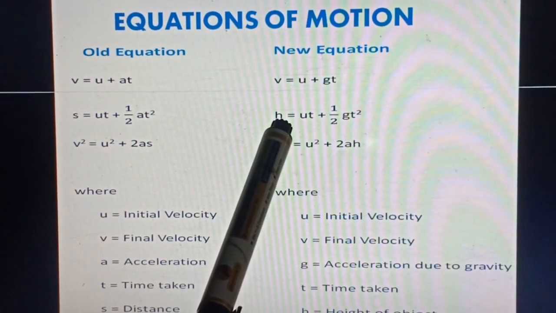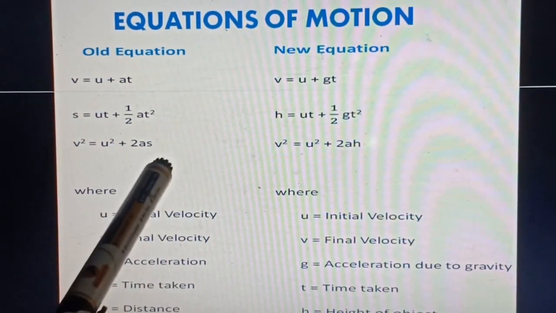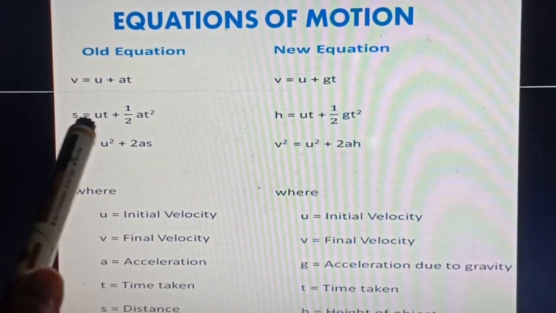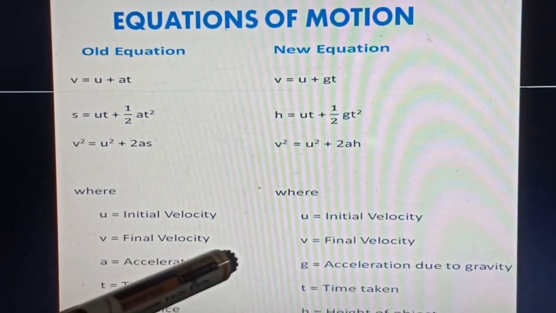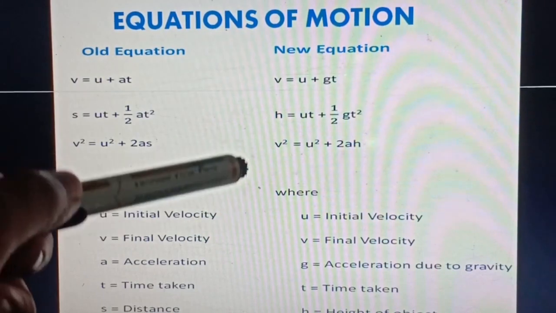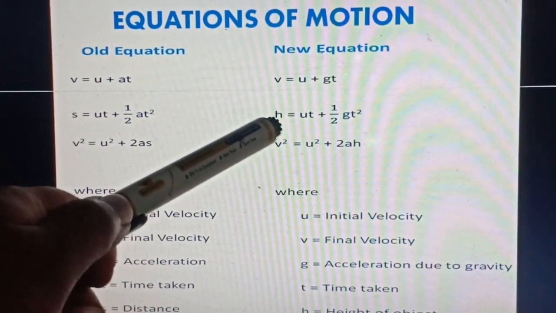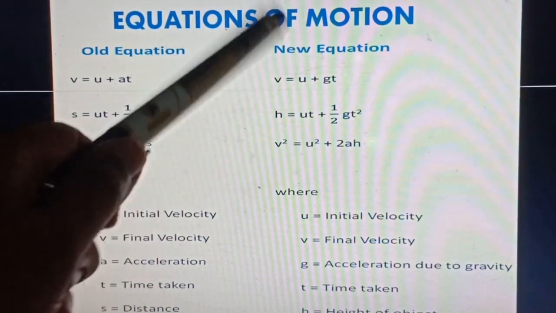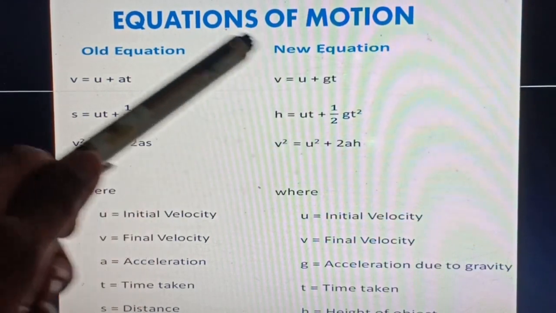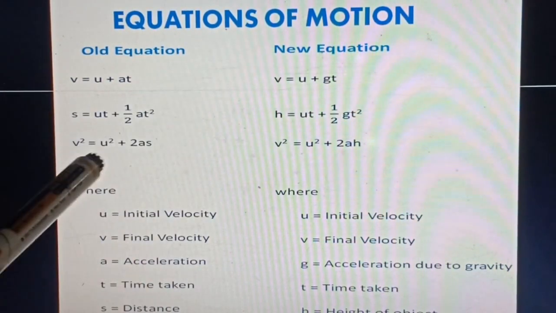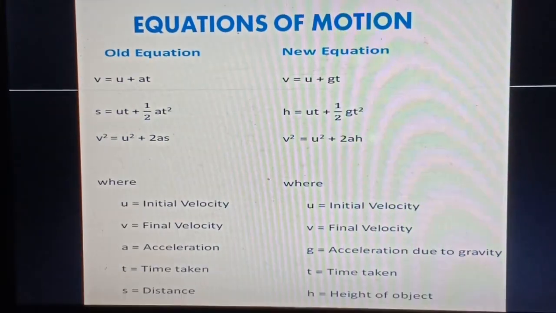H means the height of the object. Whenever we are on horizontal surfaces, we calculate distance, but in case of gravity we are always calculating vertically. So here we have replaced the distance with the height of an object. And v square is u square plus 2gh. Final velocity remains the same, initial velocity remains the same, just a is replaced by g. The acceleration becomes acceleration due to gravity.